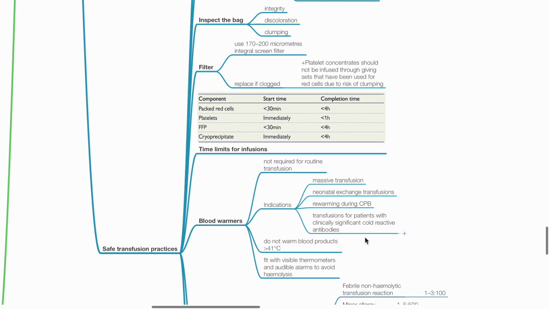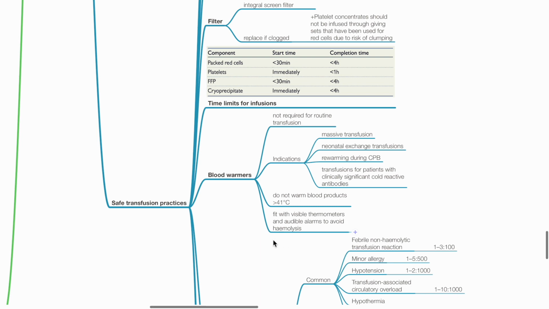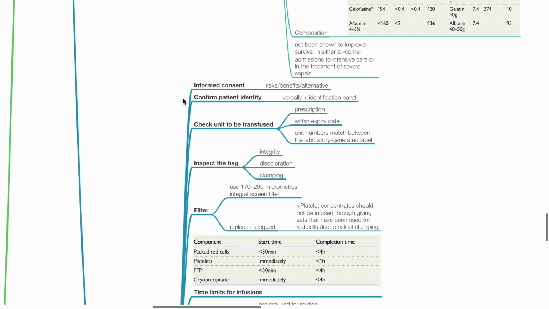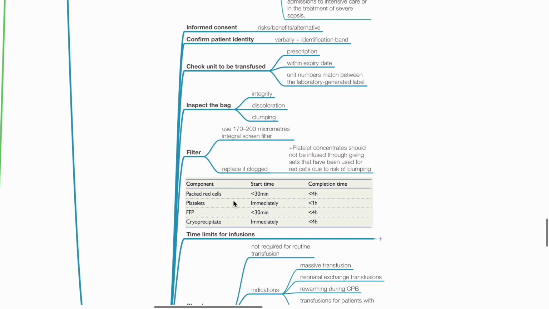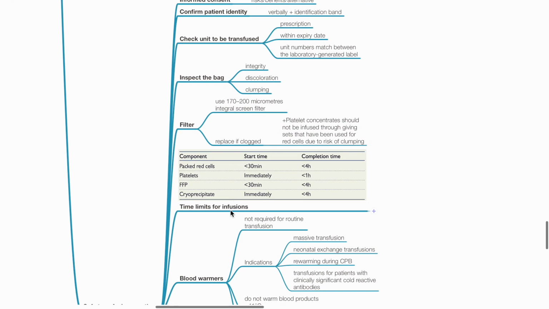Safe transfusion practices: informed consent, confirm patient identity, check unit to be transfused, inspect the bag for integrity, discoloration, and clumping, use a 200 micron integral screen filter, replaced if clogged. Time limits for transfusions: packed red cell less than 4 hours, platelet less than 1 hour, FFP less than 4 hours, cryoprecipitate less than 4 hours.